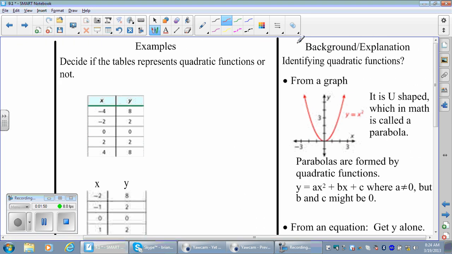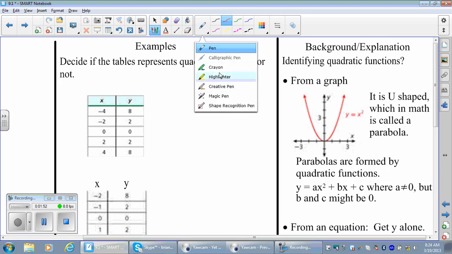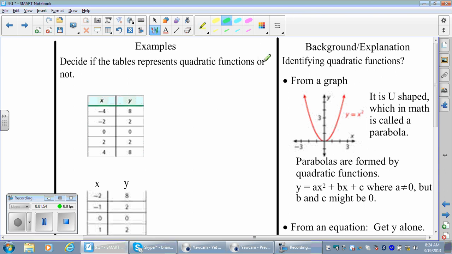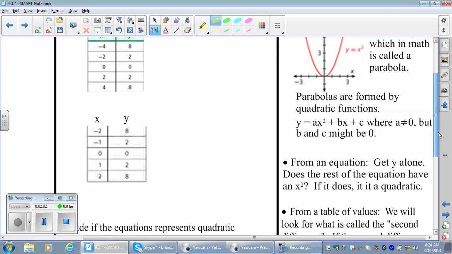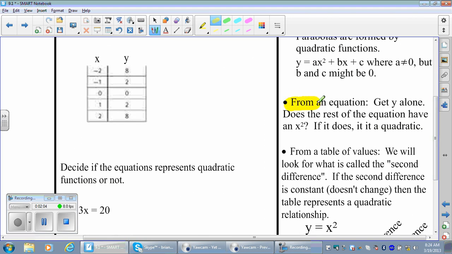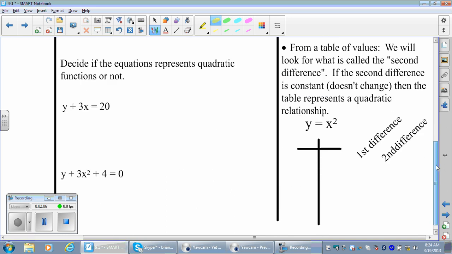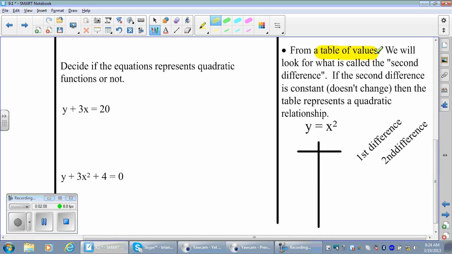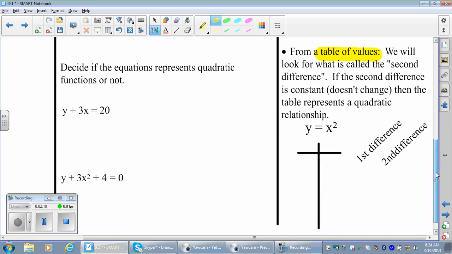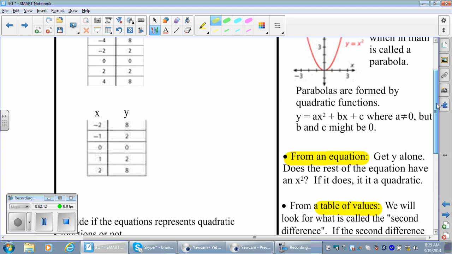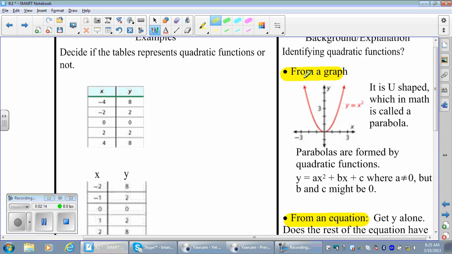Now, what we're going to do here is look at three different situations. We want to be able to identify when we're working with a quadratic. We want to be able to identify that if I show you a graph. We also want to be able to identify that if I show you just an equation. And we also want to be able to say, if I just look at a table of values, I want to be able to tell this is a quadratic. And there are different tests we apply.